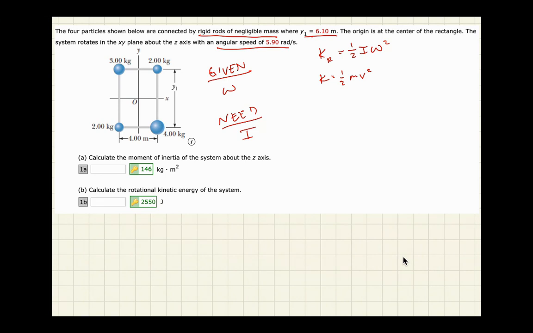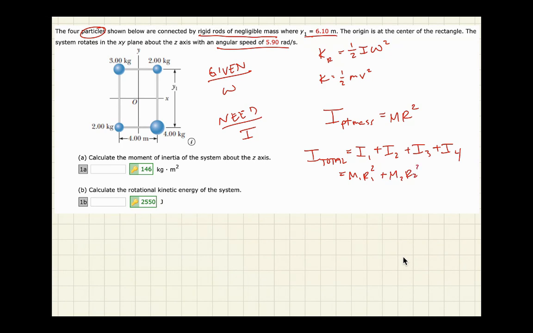In this case, I have particles, right? So these are point masses. Each point mass is going to have a formula of mr squared for its rotational inertia. So the total is going to be I1 plus I2 plus I3 plus I4. And that would be M1 R1 squared plus M2 R2 squared plus M3 R3 squared plus M4 R4 squared.